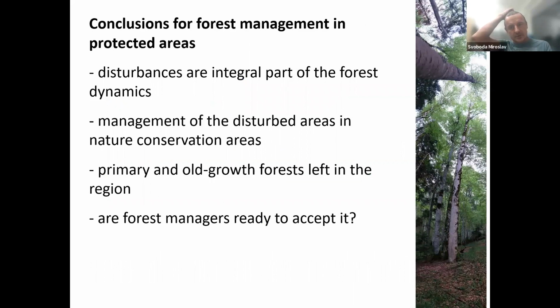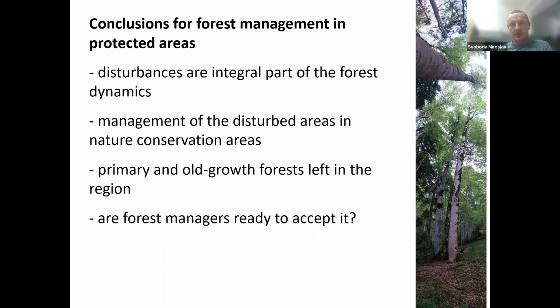Also, we think that these results have quite important implications, at least for the nature conservation areas. And we try to communicate those messages, which is sometimes not so easy, and still in many national parks, especially in East and Southeast Europe, the natural disturbances are considered something wrong, something which is not natural.